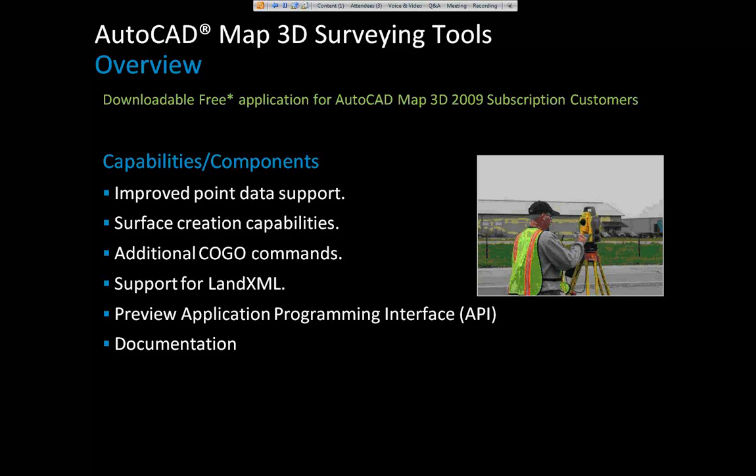There is support for LandXML, which is new in Map 3D. You can now share surfaces back and forth with not only other vendors like MicroStation, but also other applications like Civil 3D. You can share those LandXML surfaces very easily back and forth now with Map 3D. There's an API for the survey tools so that you can customize based on top of those. And there's also some good documentation.